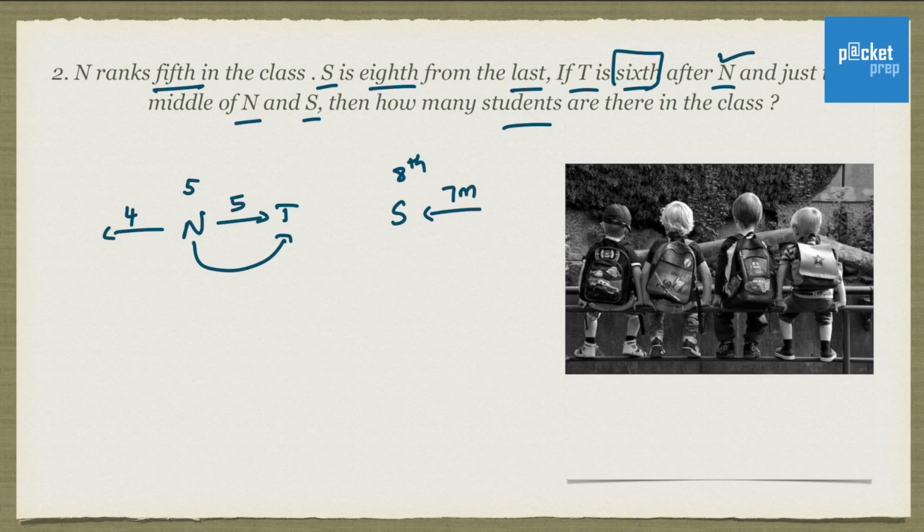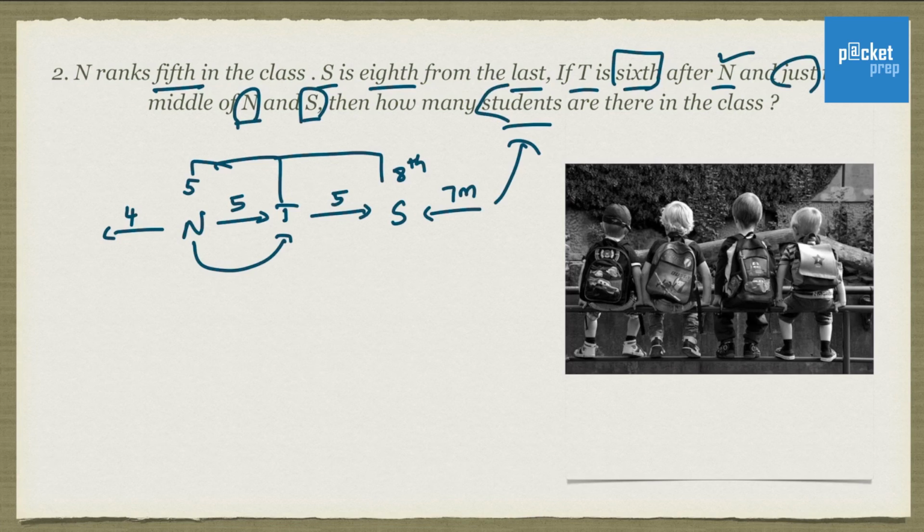And he said that T is just in the middle of N and S. So the number of people between T and S is also 5, as T is exactly in between N and S. Now then, what is the question? How many students are there in the class? Let's find out. 4 plus 1 plus 5 plus 1 plus 5 plus 1 plus 7.